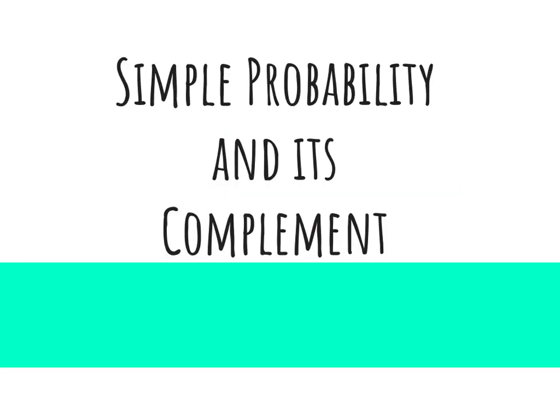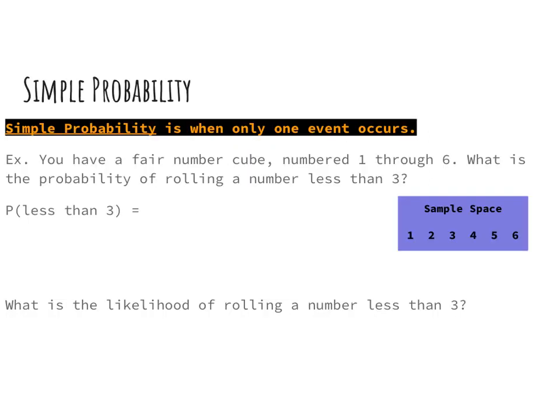Now we are going to talk about simple probability and its complement. Simple probability is when only one event occurs. Example: you have a fair number cube, numbered 1 through 6. What is the probability of rolling a number less than 3?